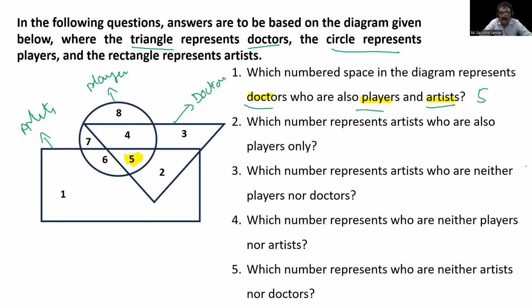And what is the next one? Which number represents artists as well as players? Artists and players. What is the artist and players? Artist is rectangle, players is circle. So what is the answer? Which number represents artist and players? Circle and rectangle. So what is the answer? Answer is equal to 6. What is the next one?